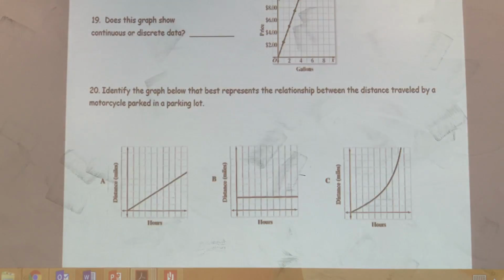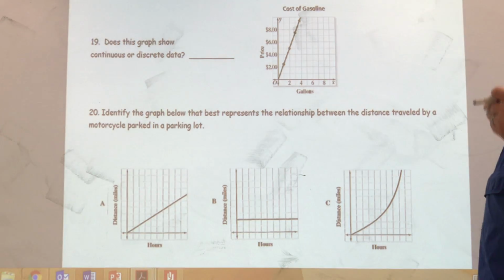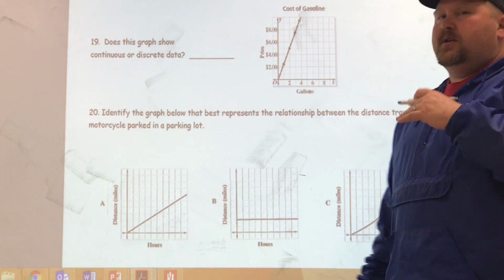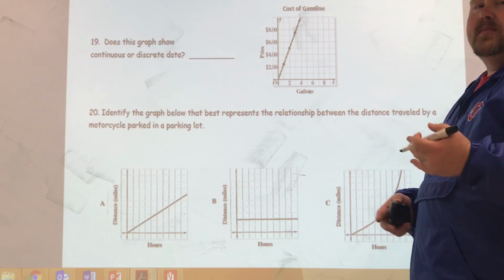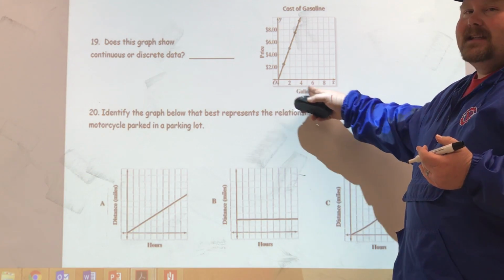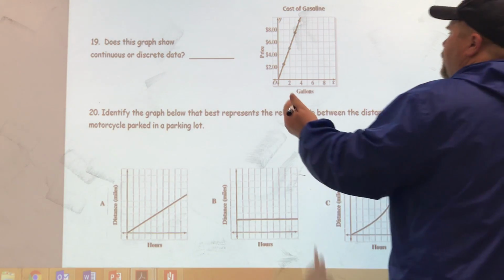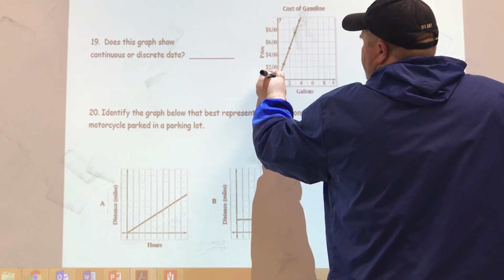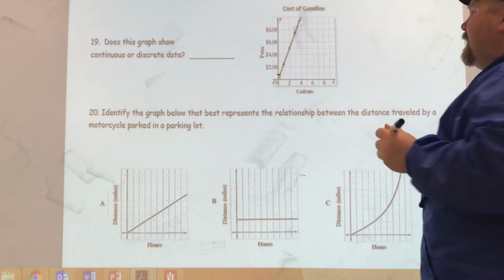Number 19. Does this graph show continuous or discrete data? Remember, discrete means things happen at a certain interval and there is no in between. So it says the cost of gasoline. When you're pumping gas or when your parents are pumping gas, they don't have to get an exact gallon amount. They're able to stop pumping at any spot. And if they wanted to stop pumping at, say, just a half of a gallon, we could go ahead and determine how much a half gallon would cost.